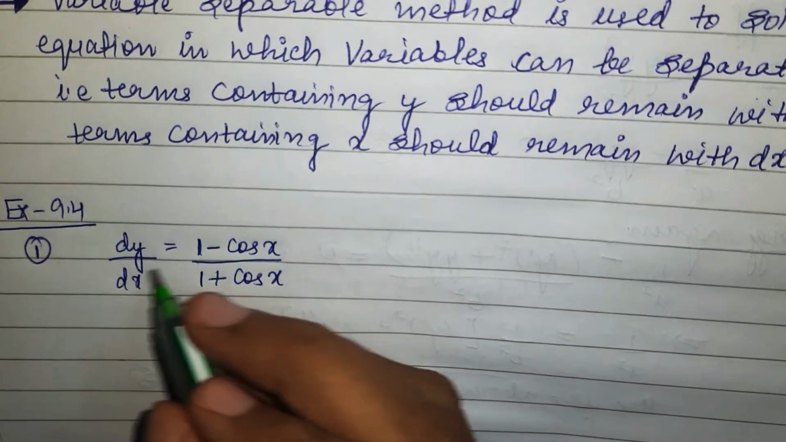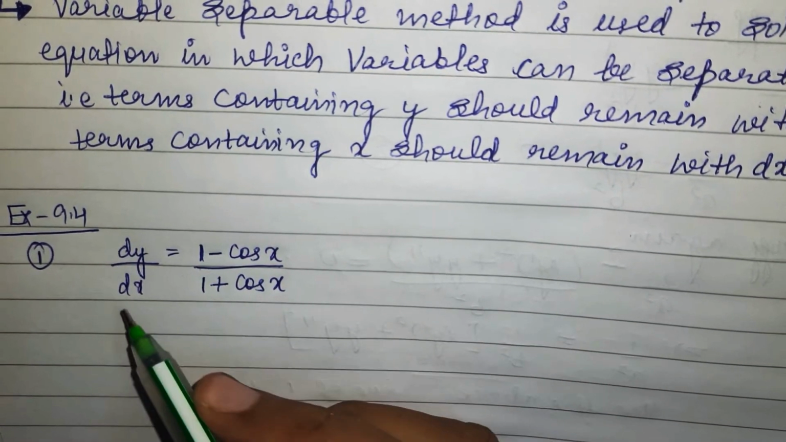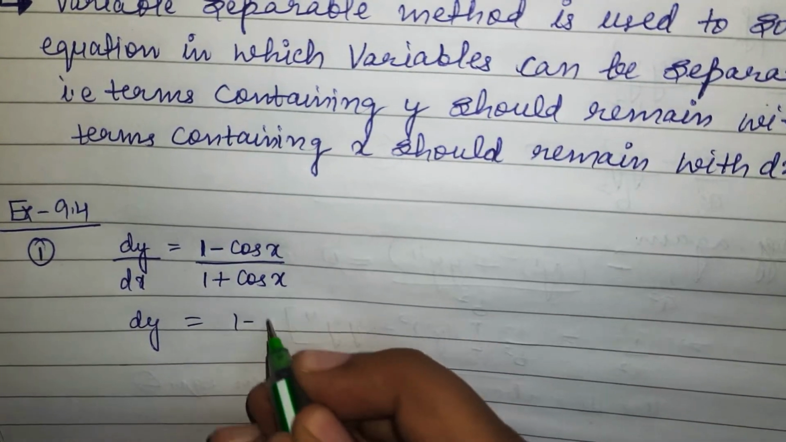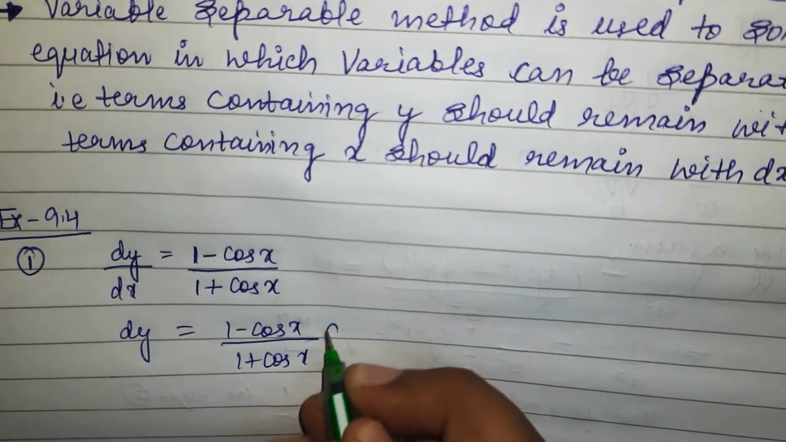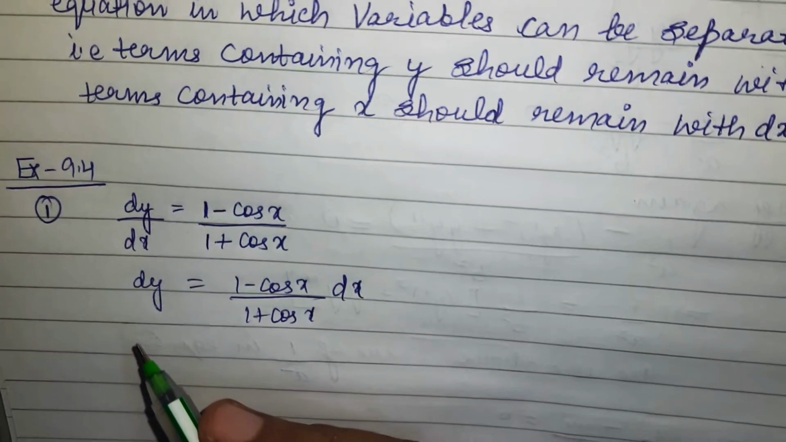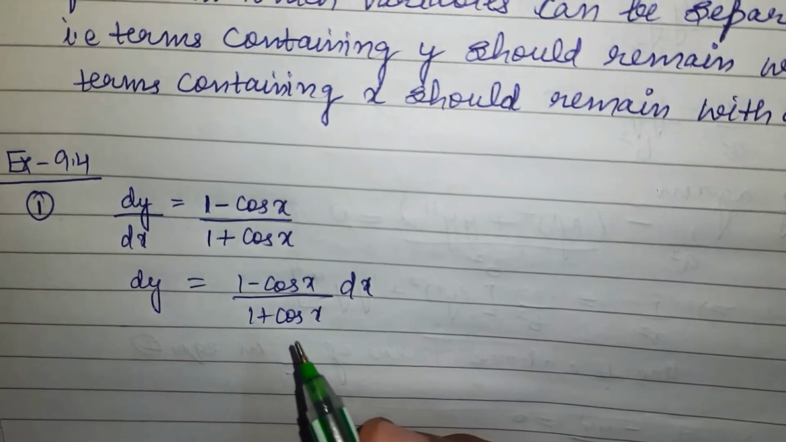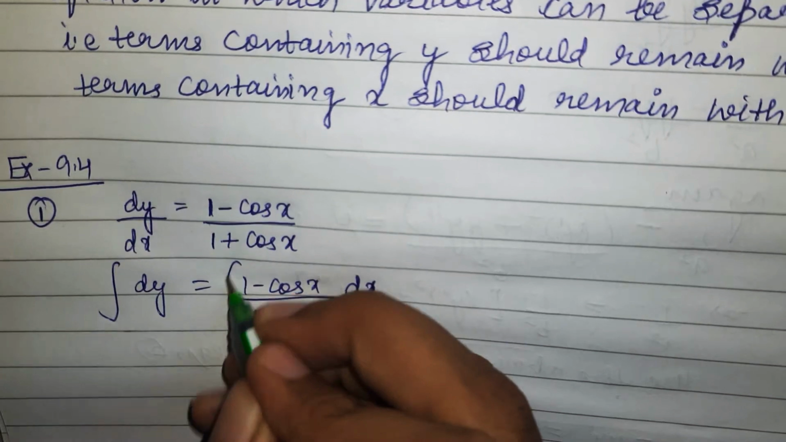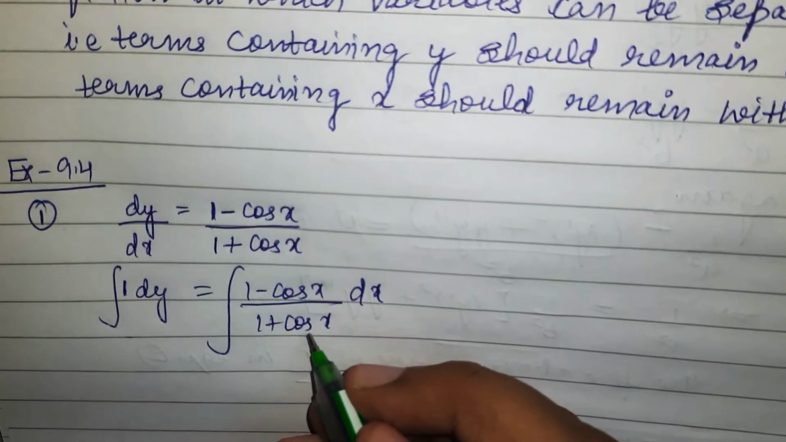Firstly you need to separate the variables. This side is in terms of x only, so we'll take dx across. That means dy equals (1 minus cos x) upon (1 plus cos x) into dx. Now everything is separated into terms of y and terms of x. What you need to do after separating the terms is integrate both sides. So this is 1, and this is (1 minus cos x) upon (1 plus cos x).